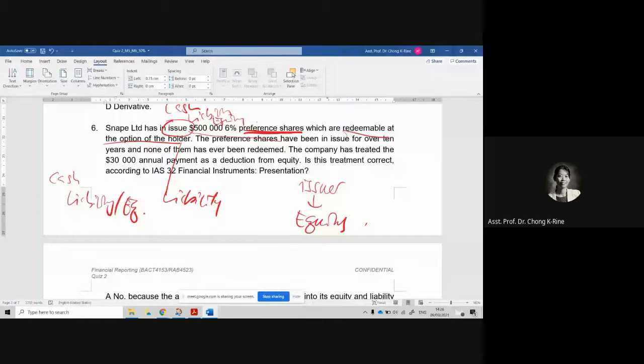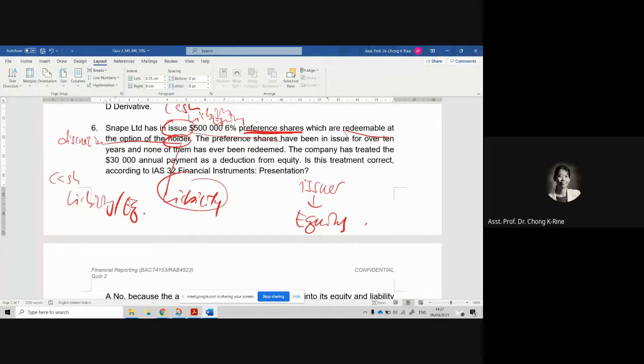Now, if the preference shares are redeemable at the option or at the discretion of the holder, meaning your investor, the one buying your preference shares, they can make a decision. Okay, today I want to get back the money I invested in your company. That one is a liability because they have a say. They can get back the money anytime. So it is like they only lend you money. No matter what, you have to pay them back. Therefore, this is a liability.